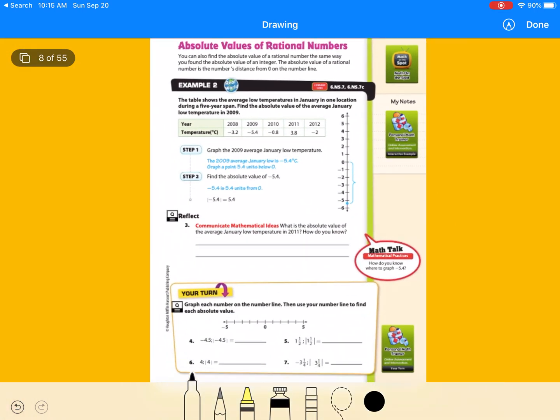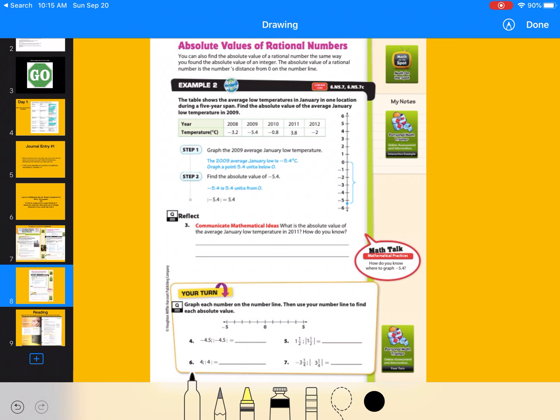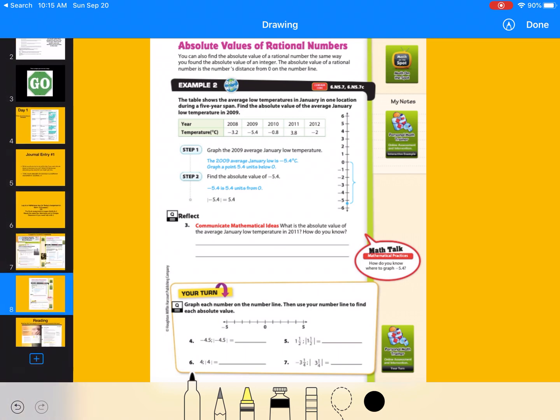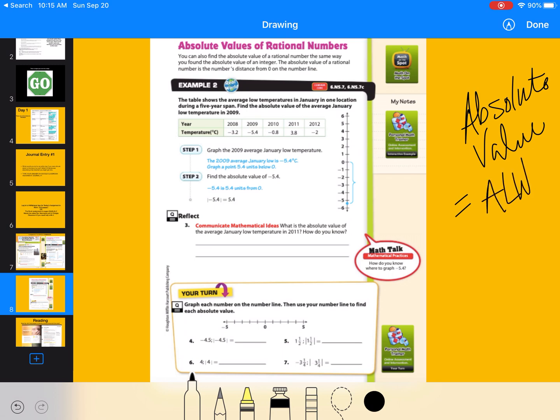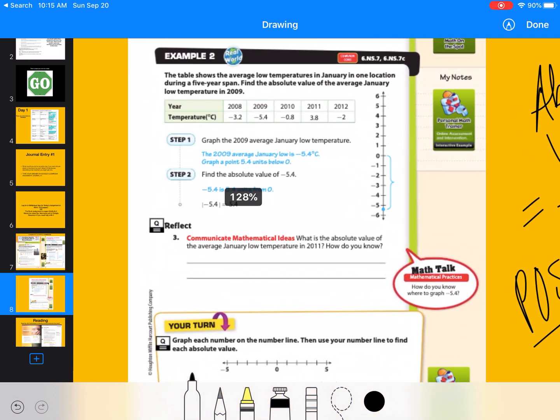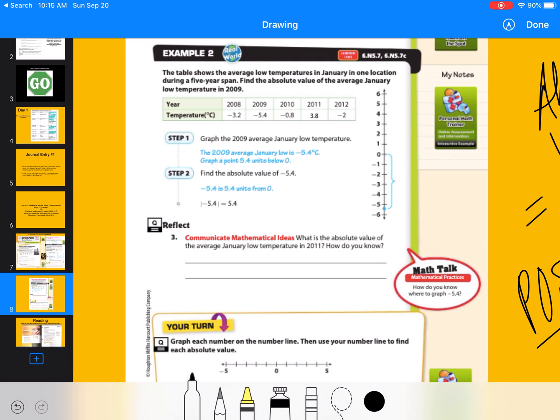So I'm going to write that over here. Absolute value equals always positive. Please remember this. Remember how I said this is going to come up in future chapters? And here it is. All right, what is the absolute value of the average January low temperature in 2011?